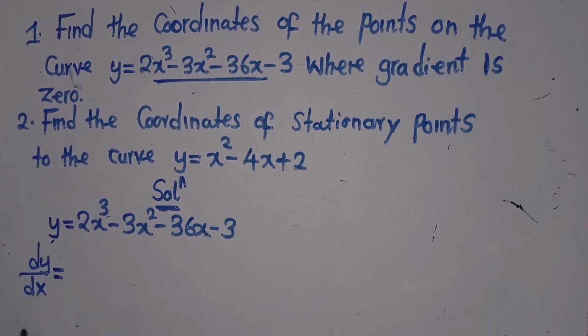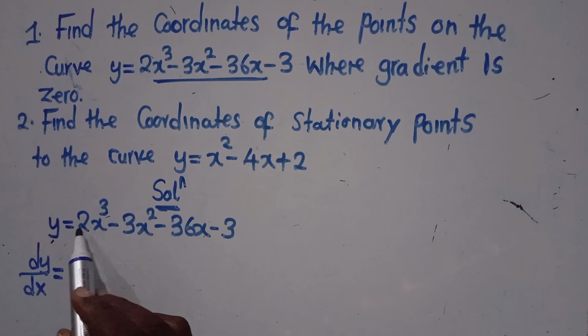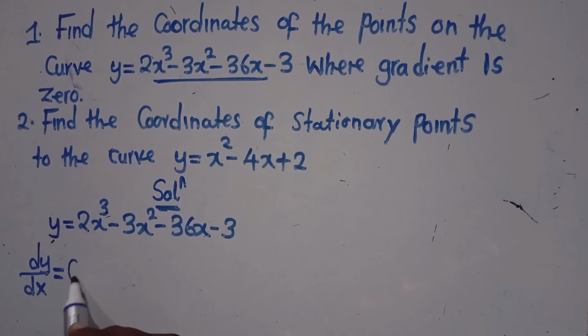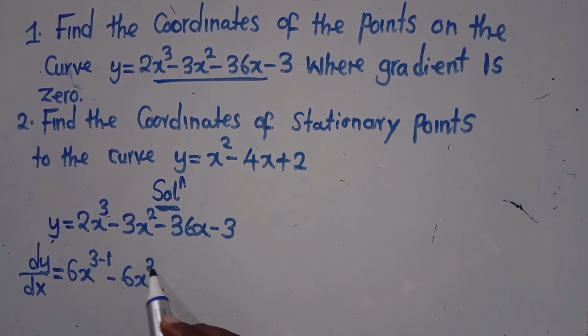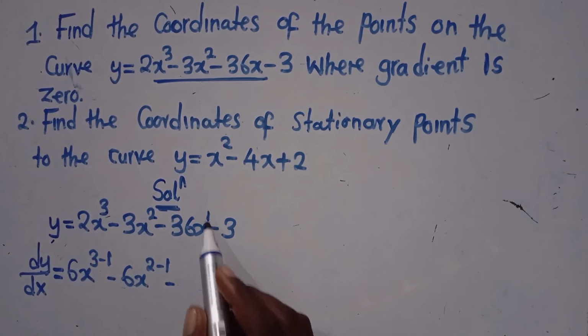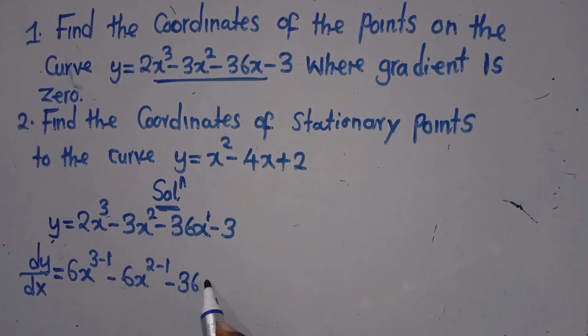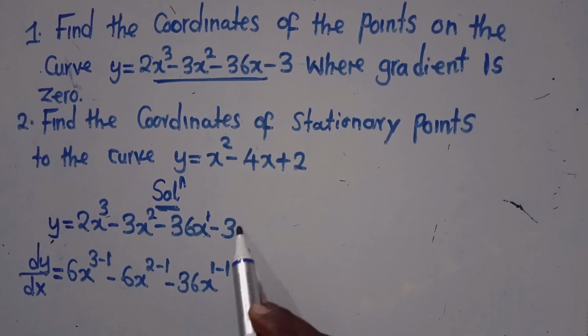It is dy dx, which is equal to, we are multiplying power times coefficient, 3 times 2, that is 6x. Then from the power, we remove 1, we say minus 1. We continue, 2 times 3, we are going to get 6x. Then 2, we say minus 1. This is how we differentiate. Then minus, here there is a 1. 1 times 36 is 36x, then 1 minus 1. Under differentiation, you cannot differentiate a constant number, so you just leave it like that. This one is a 0. If you want to cancel plus 0, but it's better you just leave it.